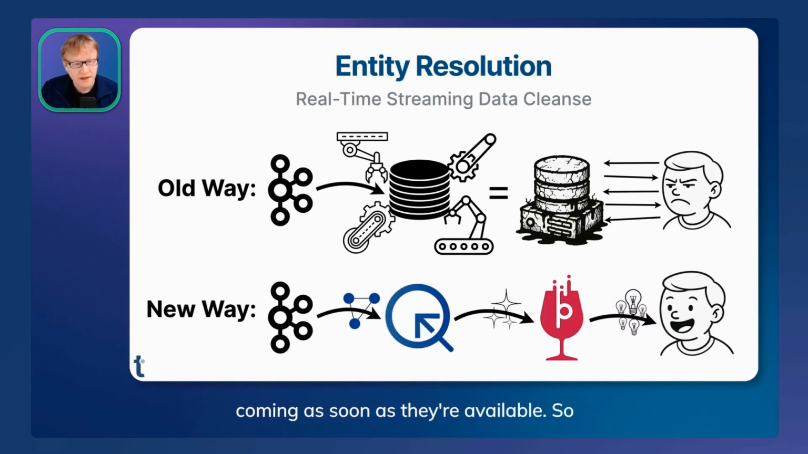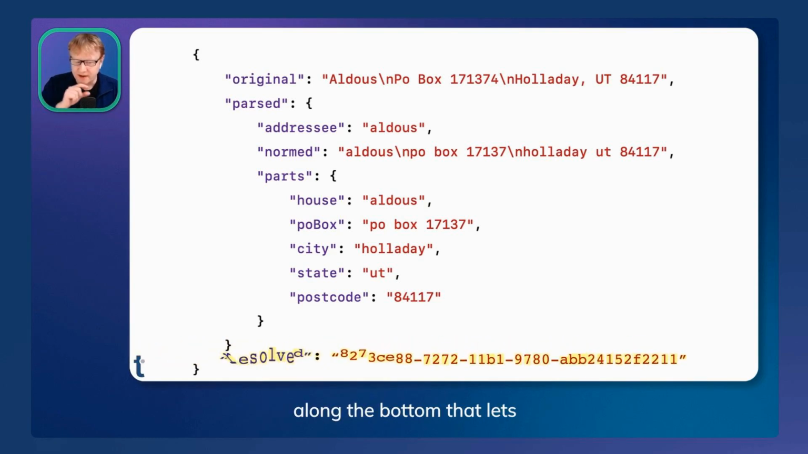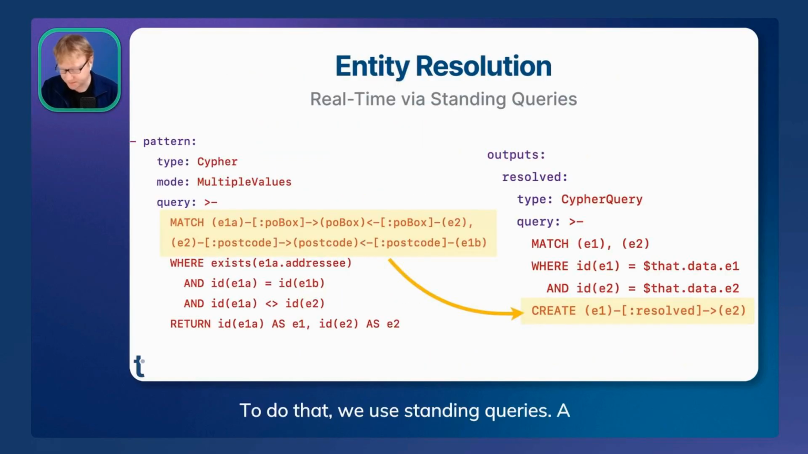So in this case, what I want to show you for this entity resolution example starts with some postal data. This is from a public data set from court records and referring to real life humans trying to type out real addresses. But sometimes there's typos and there's other challenges here. So we want to take address information that gets parsed out with something like libpostal into a simple parsed format like this. But we want to add in this feature along the bottom that lets us know how this one entity resolves into the canonical reference for that one physical place, the physical address.